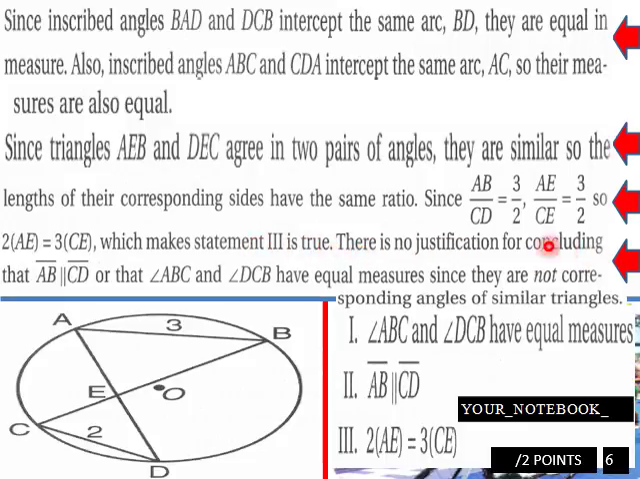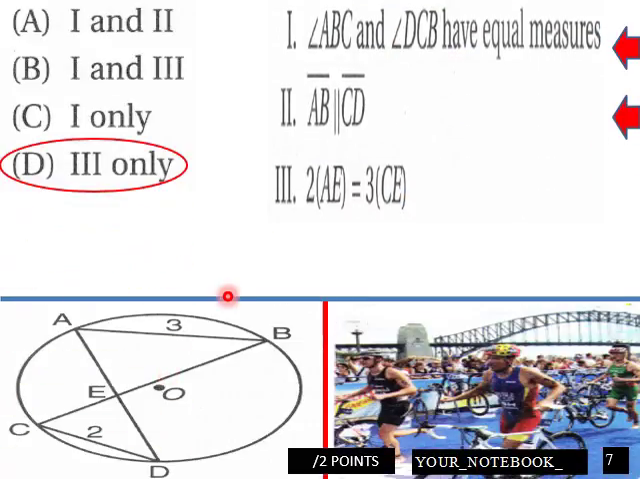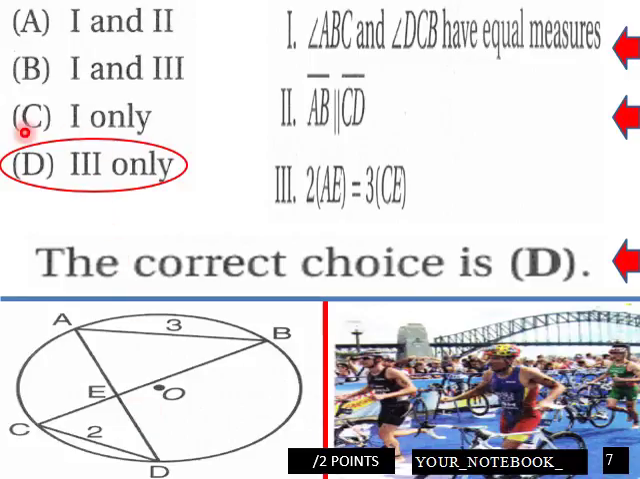There is no justification for concluding that line AB is parallel to CD, or that angles ABC and DCB have equal measures, since they are not corresponding angles of a triangle. So it seems like D, 3 only, would be the correct solution here. 2 times AE equals 3 times CE. So 2 times AE would equal 3 times CE here. The correct choice would be D.